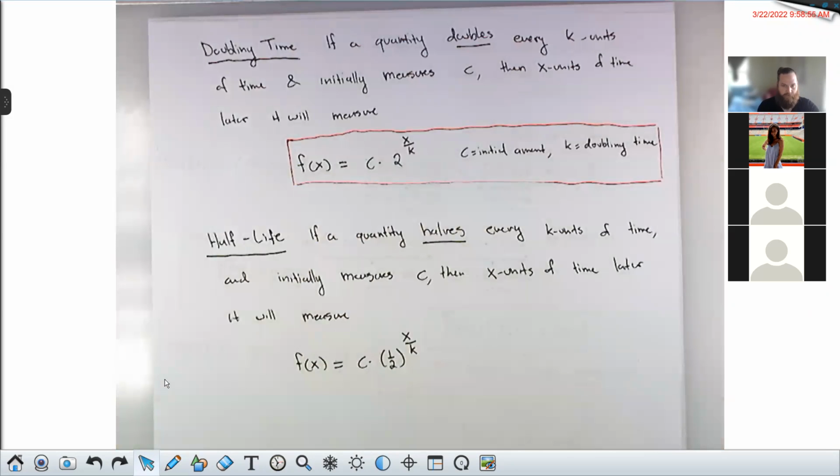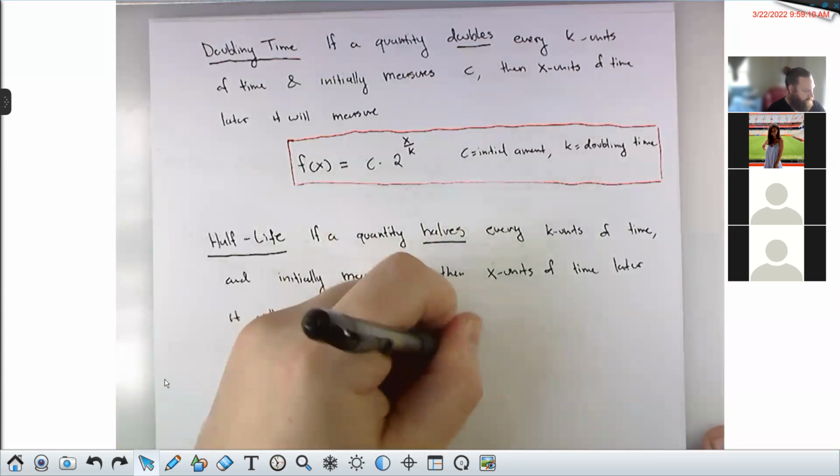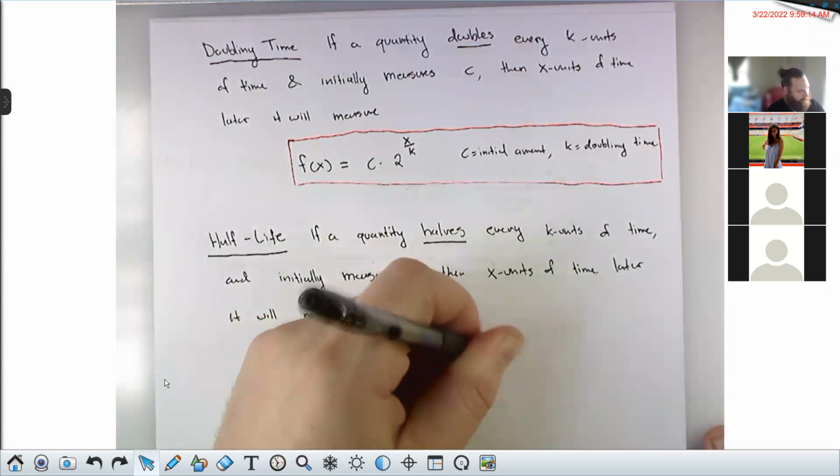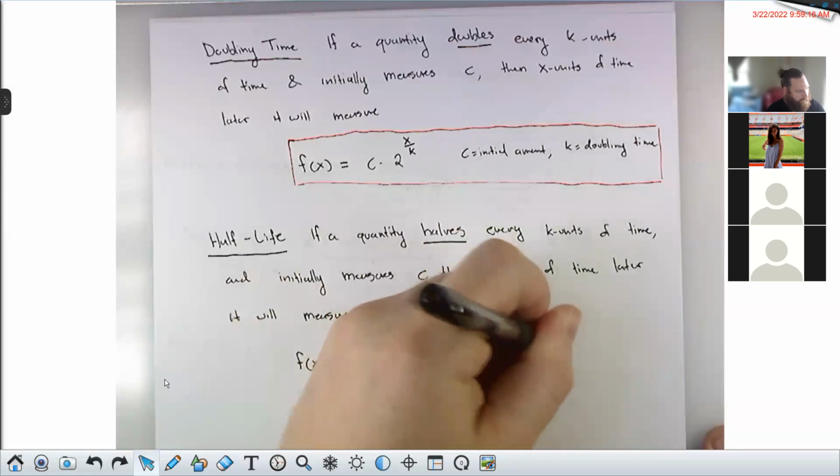And it's precisely the same logic. Every time x goes up by 1, or sorry, x goes up by k, that power goes up by 1. So every time x increases by k, this function multiplies by 1/2. C here is still called the initial value. And k here is called the half-life.